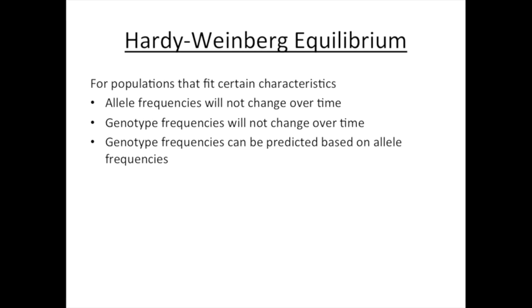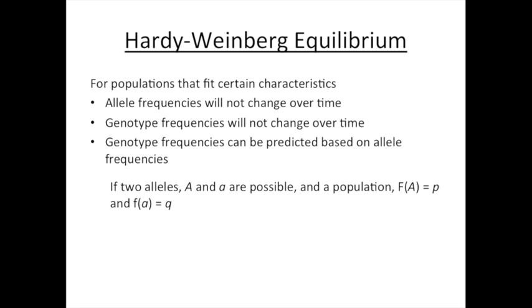For example, if, for a particular gene, two alleles, big A and little a, are possible, and in a population, the frequency of big A is said to be represented by p, and the frequency of little a is said to be represented by q, then the frequency of the big A homozygote is p squared, the frequency of the little a homozygote is q squared, and the frequency of the heterozygote is 2 times p times q.